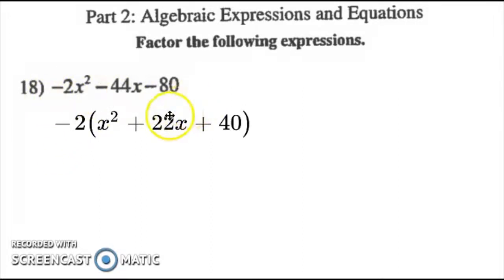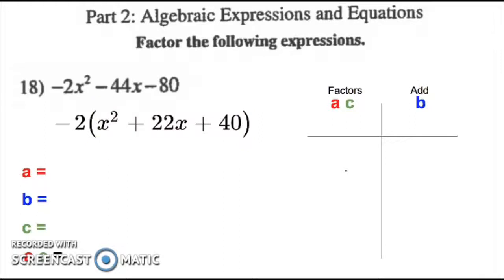Number 18. Again, always when you factor, look for a GCF first. In this one, we can divide out a negative 2 from everything. So dividing out negative 2 from here leaves me with x squared plus 22x plus 40. The signs change. Whenever there's a negative in the front, always take out the negative with it. So then we got to factor this. So write A, B, and C. A is 1, B is 22, C is 40.